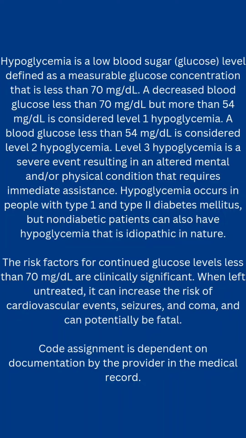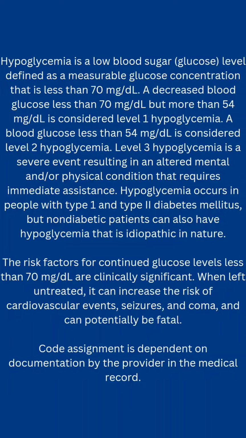A decreased blood glucose less than 70 mg per deciliter but more than 54 mg per deciliter is considered level 1 hypoglycemia. A blood glucose less than 54 mg per deciliter is considered level 2 hypoglycemia. Level 3 hypoglycemia is a severe event resulting in an altered mental and/or physical condition that requires immediate assistance.